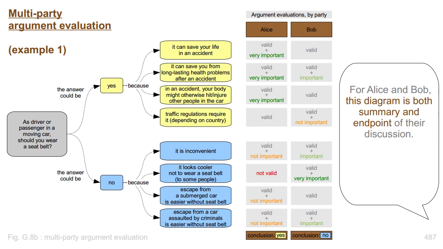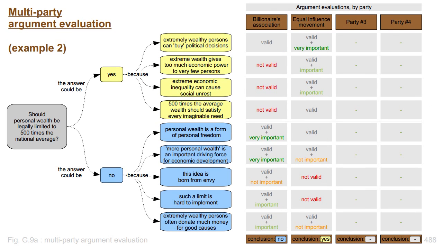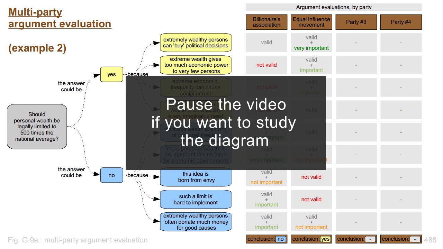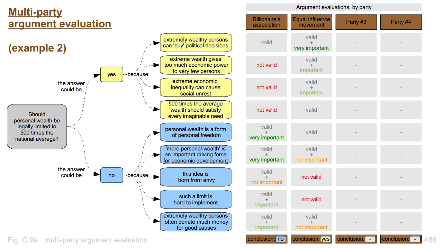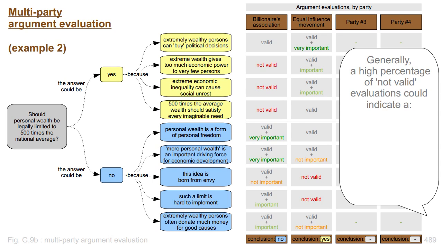For Alice and Bob, this diagram is both summary and endpoint of their discussion. Without it, they could easily have an endless discussion. Multi-party argument evaluation, example 2. Generally, a high percentage of not valid evaluations could indicate a very controversial question, a close-minded party, or a bad argument.